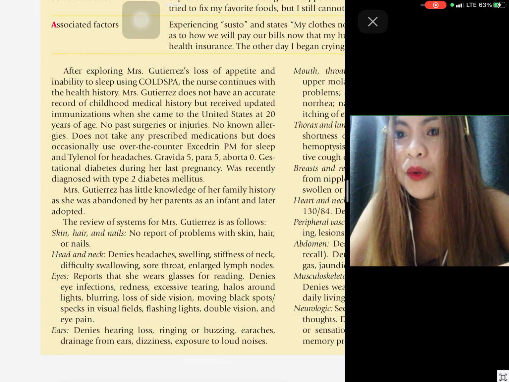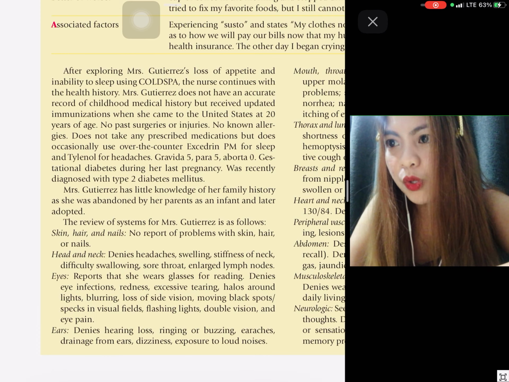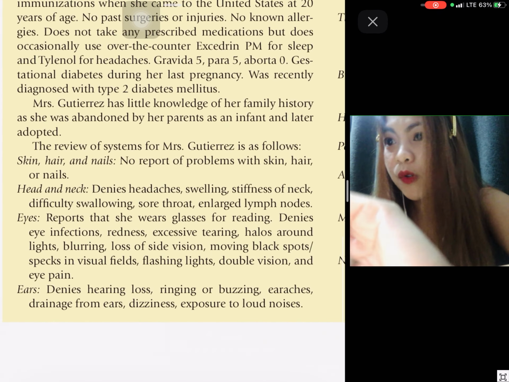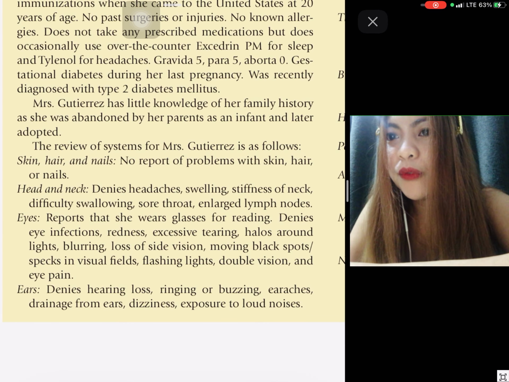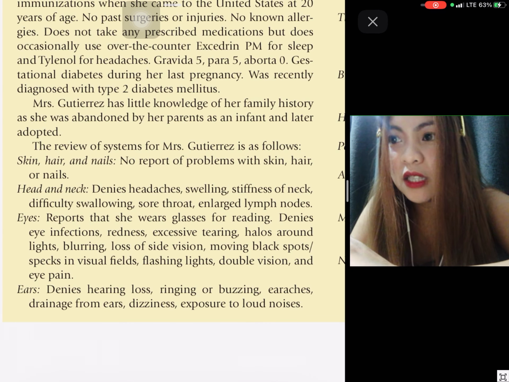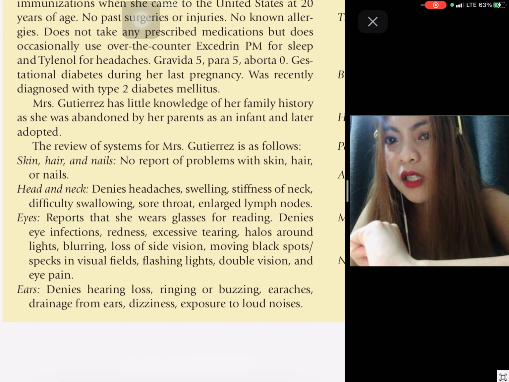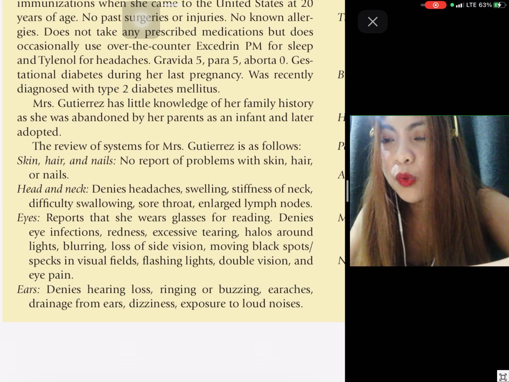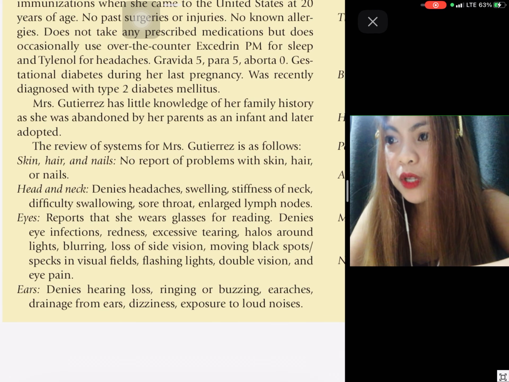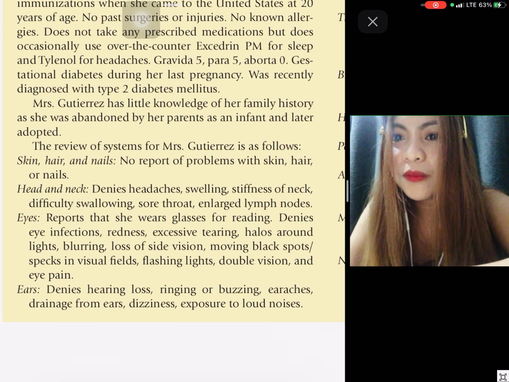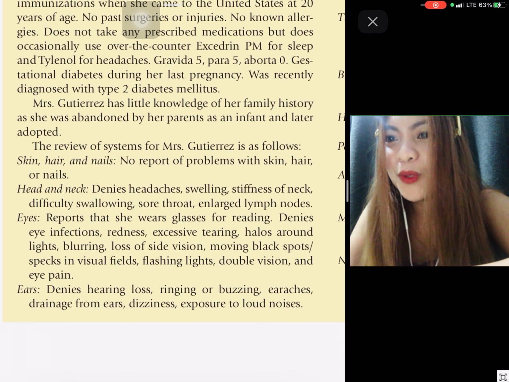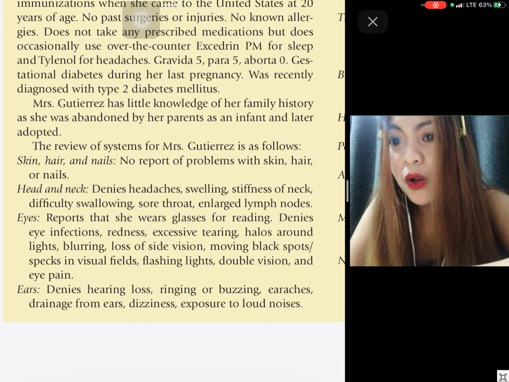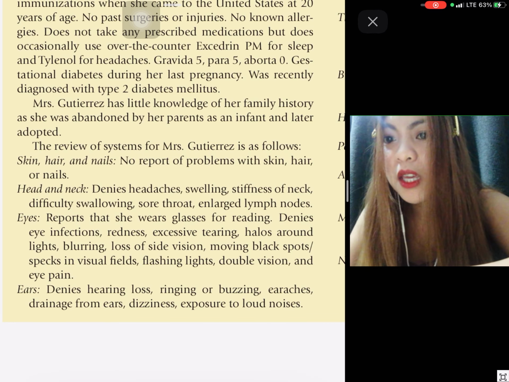Skin, hair, and nails: no report of problems with skin, hair, or nails. So, she has no problem there. Head and neck: denies headache, swelling, stiffness of neck, difficulty swallowing, sore throat, enlarged lymph nodes. Eye: reports that she wears glasses for reading, denies eye infection, redness, excessive tearing, halos around lights, blurring, loss of vision, moving black spots, specks in visual field, flashing lights, double vision, and eye pain. So, she has none of that. Ears: denies hearing loss, ringing or buzzing, earaches, drainage from ear, dizziness, exposure to loud noises. So remember, you need to also write it down if there is really none. Denies, no reported, like that.